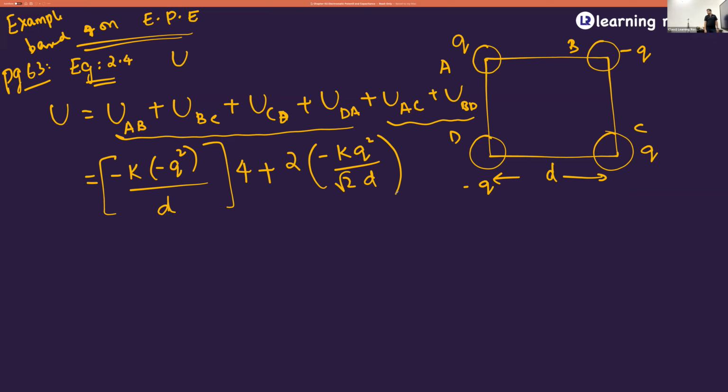Root 2D. Right, Pythagoras theorem. D square plus D square under a root, 2D. Right. So what is going to be the final value? Can I take this KQ square divided by D outside? So minus of minus plus, and I have a 4. So I have a 4 here.